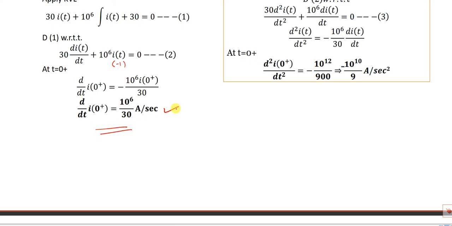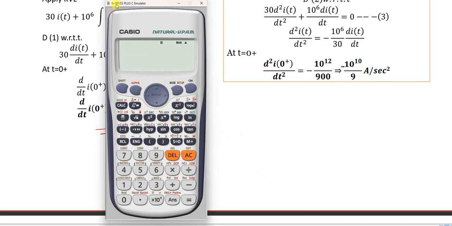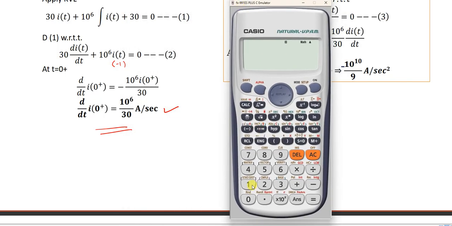Or you can simplify 10 power 6 divided by 30. You can do it like this also. It is 33.33 into 10 power 3, or you can write 0.03 into 10 power 6. Both are correct. You can write it like this, in amperes per second.